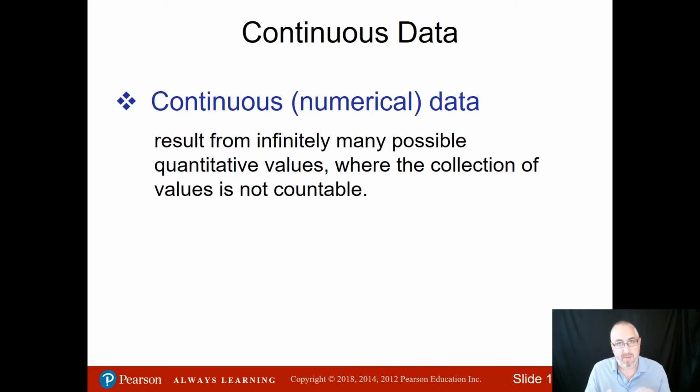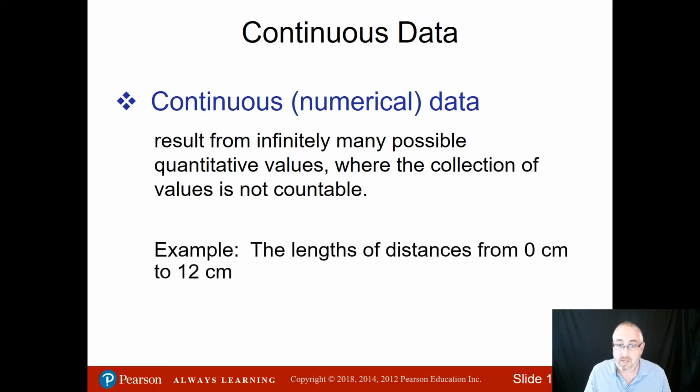So be careful. C and C don't go together in this one, continuous and countable. It's just the opposite. For example, the lengths of distances from 0 centimeters to 12 centimeters. You could have an infinite number of choices between 0 and 12. That includes all decimals and things like that. So that's another identifying feature of continuous data. If it's got a decimal value on it, 0.5823, something like that, that means it's continuous. It's not a countable number.